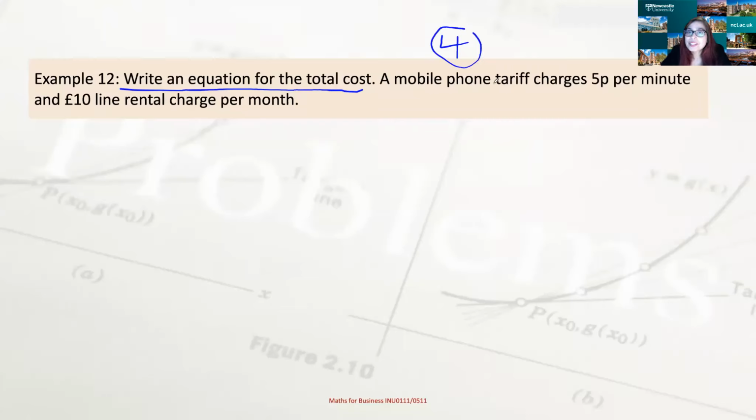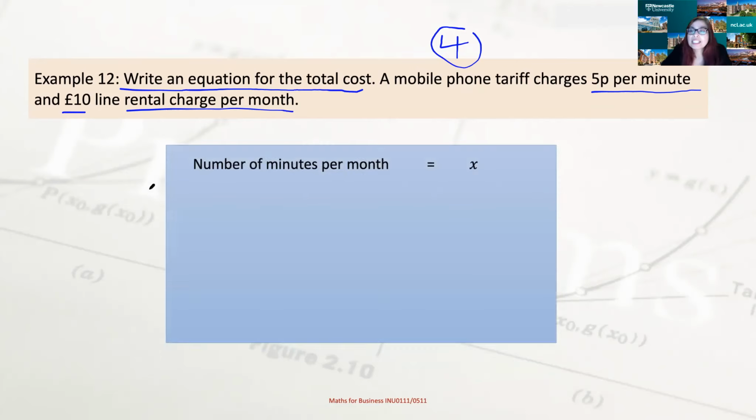So what are you going to do? What can you understand here? A mobile phone tariff charges 5p per minute, okay? And £10 is the rental charge per month. So you're going to start writing it in this form. Let's take the number of minutes per month as x. Then cost per minute is 5p, so in pounds, it is 0.05 pounds.